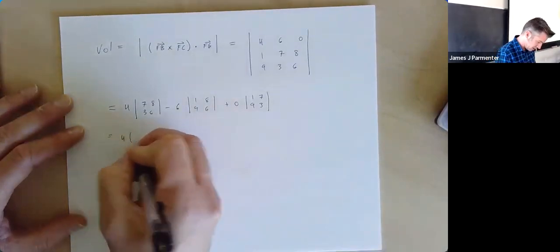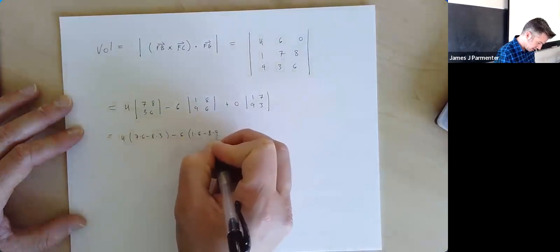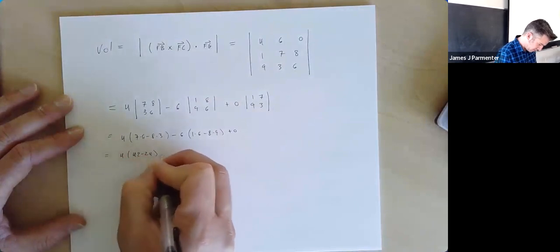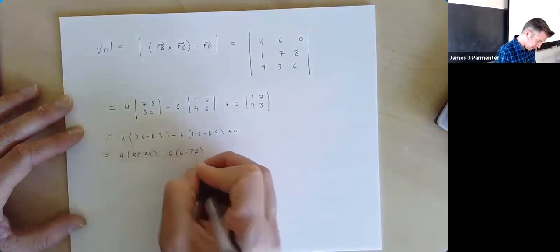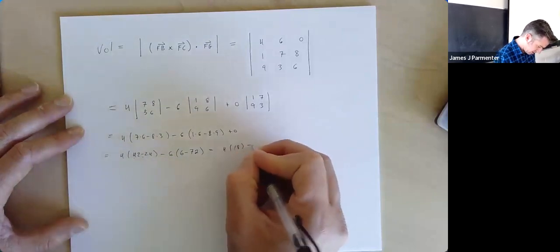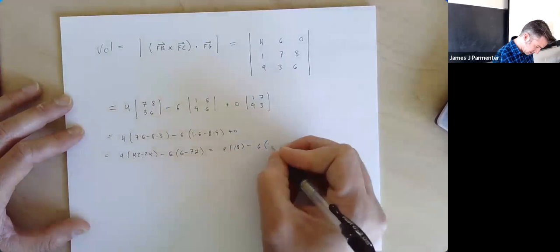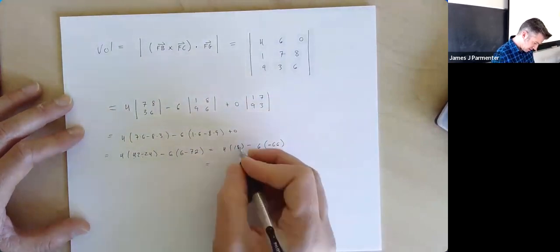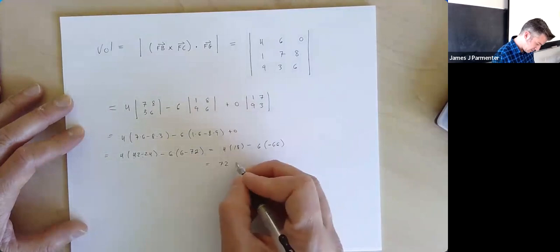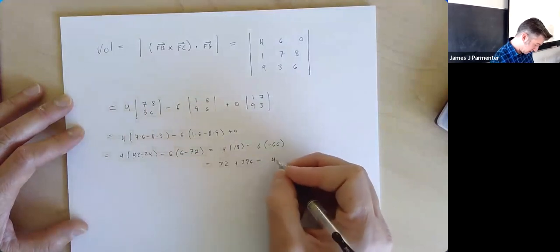So we get, let's see, 4 times (7 times 6 minus 8 times 3), minus 6 times (1 times 6 minus 8 times 9), plus 0. So in the beginning, 4 times (42 minus 24) minus 6 times (6 minus 72). That's kind of big. So 4 times 18 is 72. Yeah, I don't love this multiplication here, but fine. Minus 6 times negative 66, so 6 times 6 is 36, and 6 times 60 is 360, so 396. So we end up with 468. Yeah.